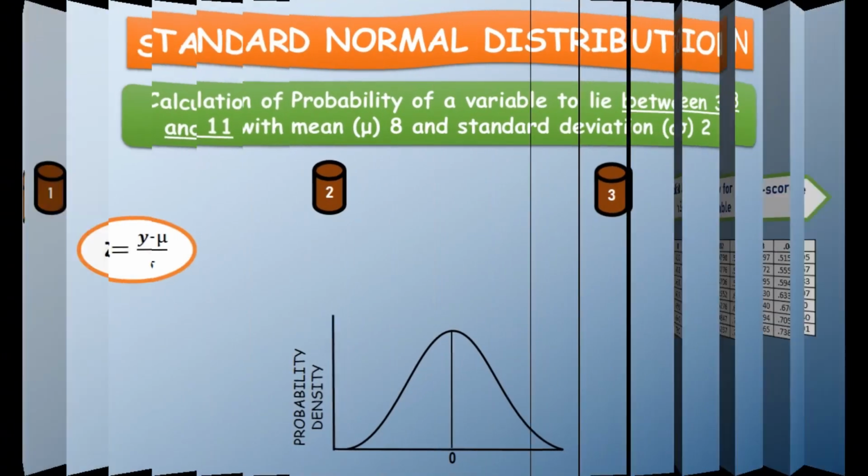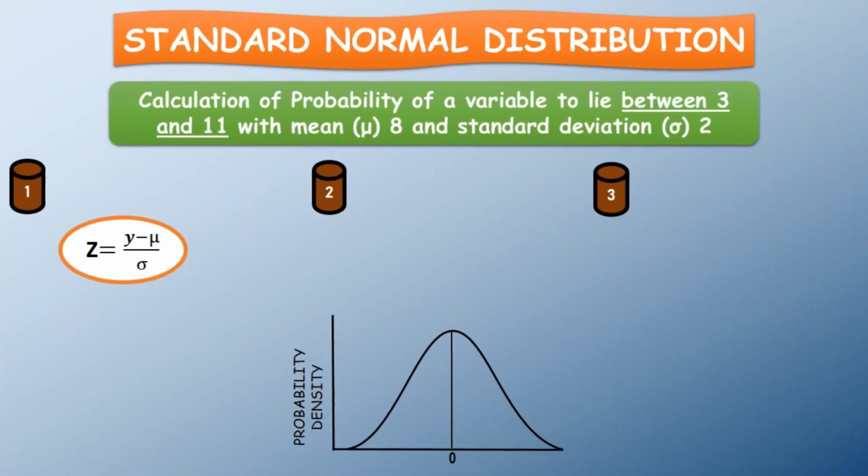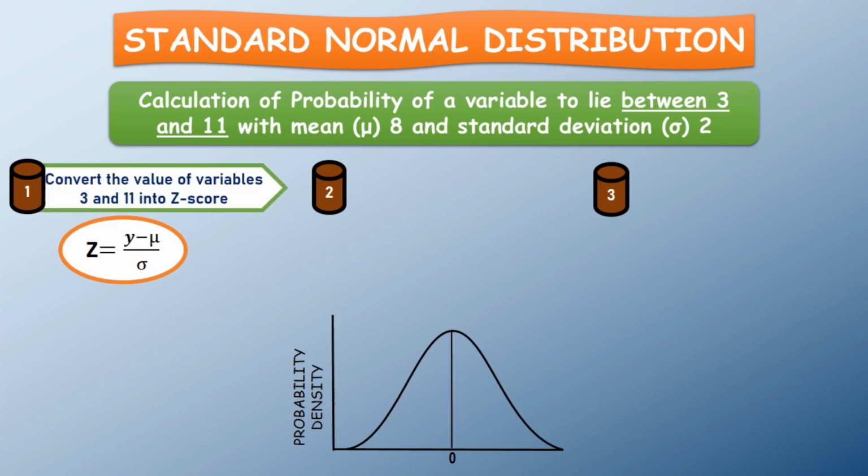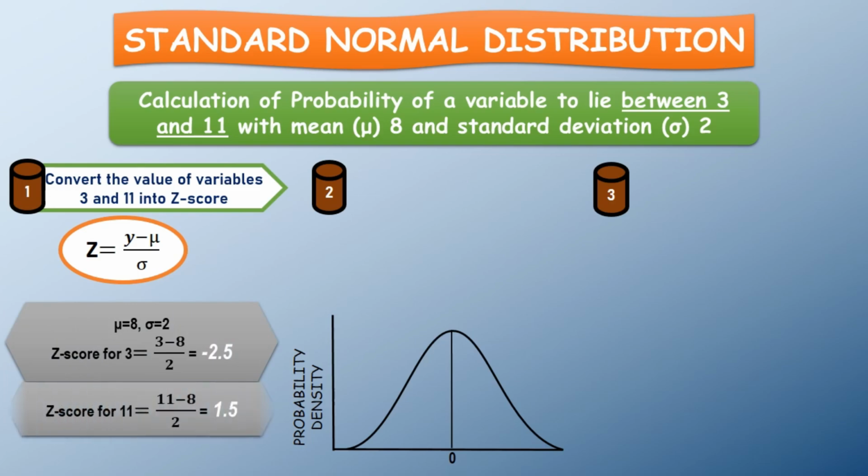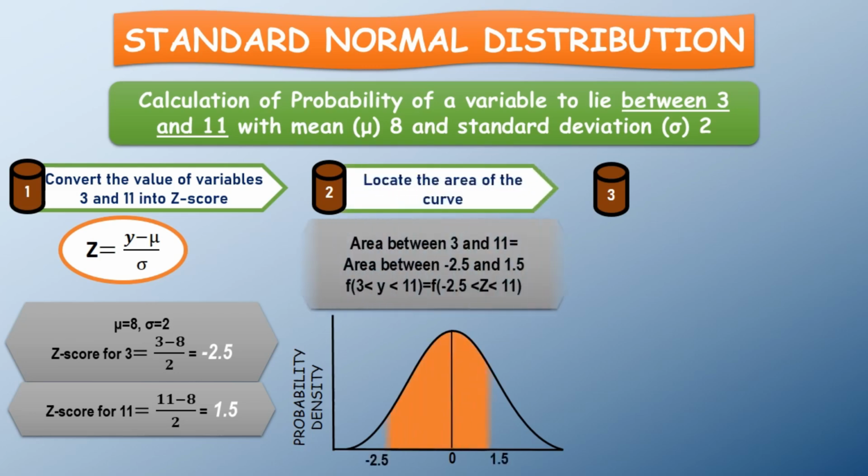Now let's solve another example. Example 3 is to find the probability of a variable to lie between 3 and 11. Here also, the mean of the data is 8 and standard deviation is 2. So let's go to step 1. Convert the values of 3 and 11 into z-score. According to the formula, the z-score for 3 will be minus 2.5 and z-score for 11 will be 1.5. Step 2. Mark the area of the curve which will be between minus 2.5 and 1.5.